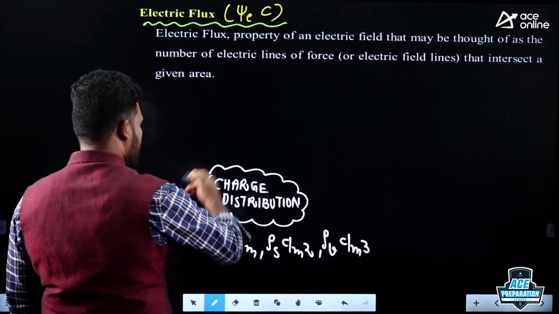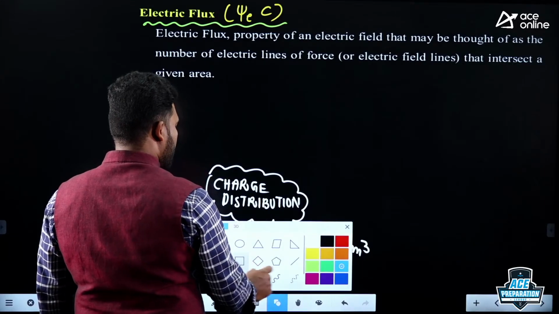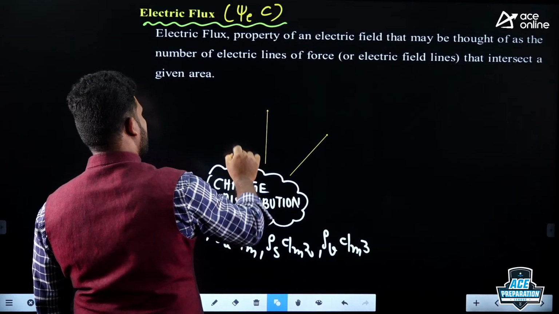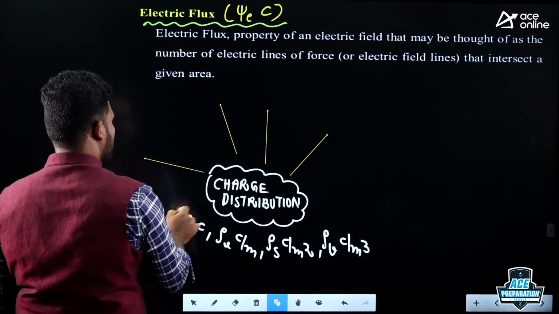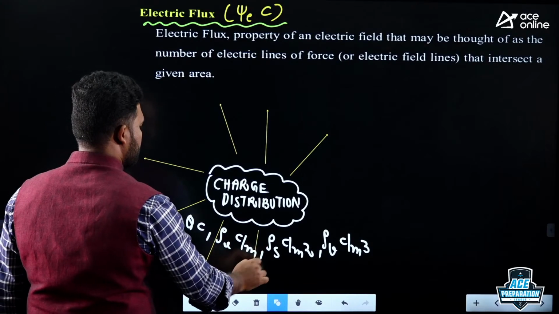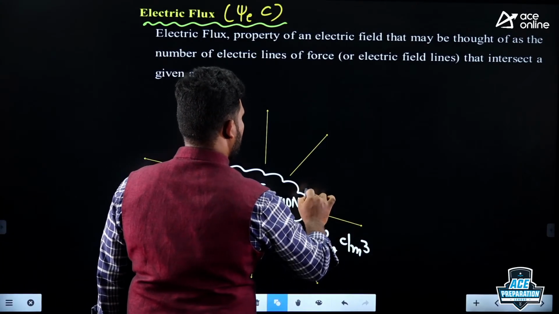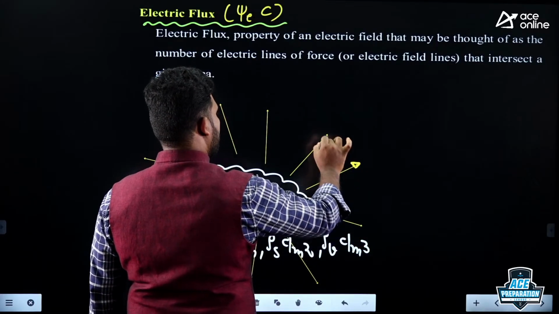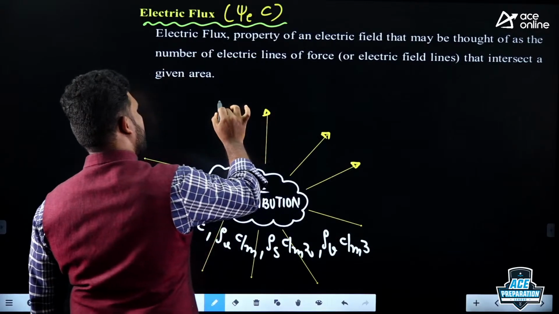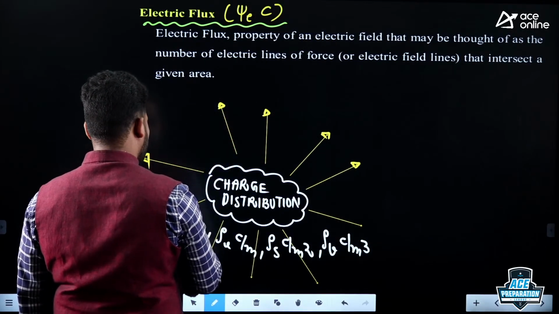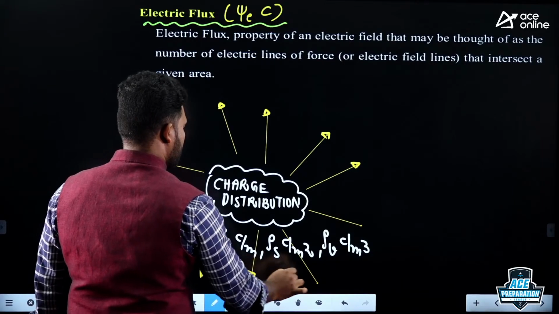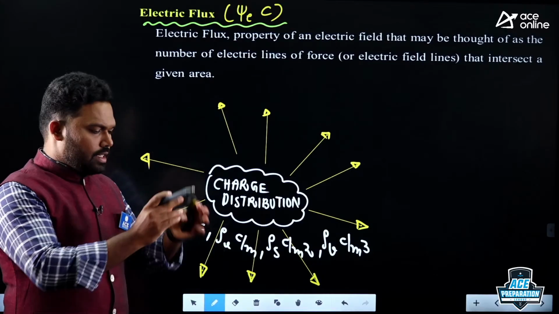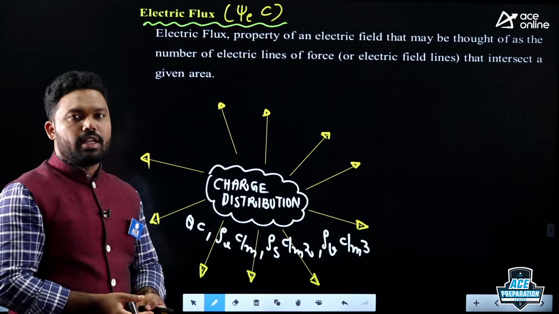So when you have a charge distribution, what is there around it? There are some electric field lines around this. Electric field lines may be in different directions, something like this, like this, like this. So these are the electric field lines. They may be of any direction, depending on the nature of the charge inside this charge distribution. Simple: there is a charge, and around this charge there are electric field lines.